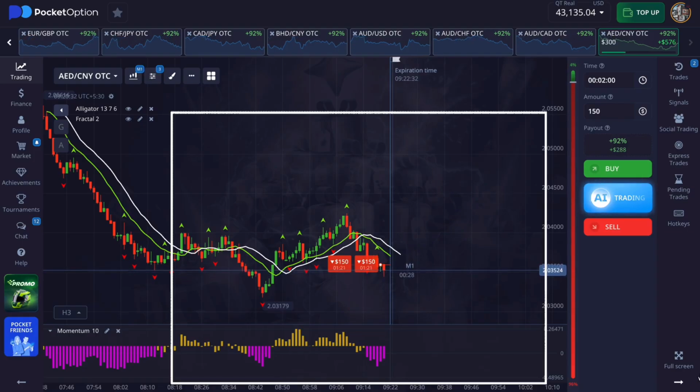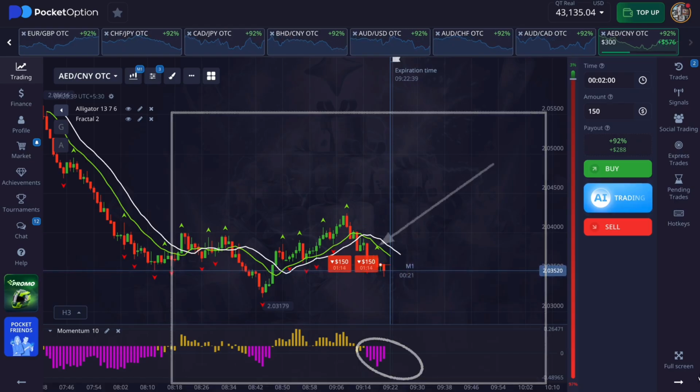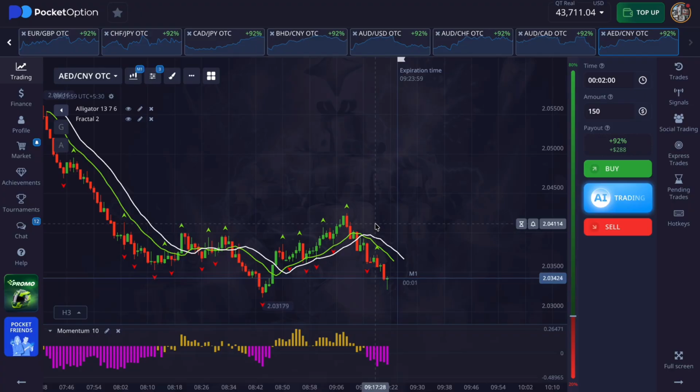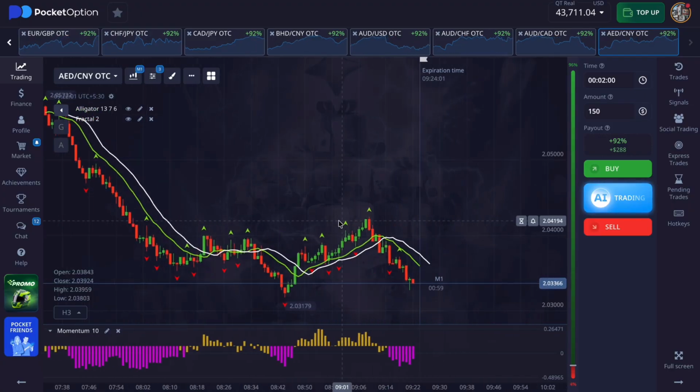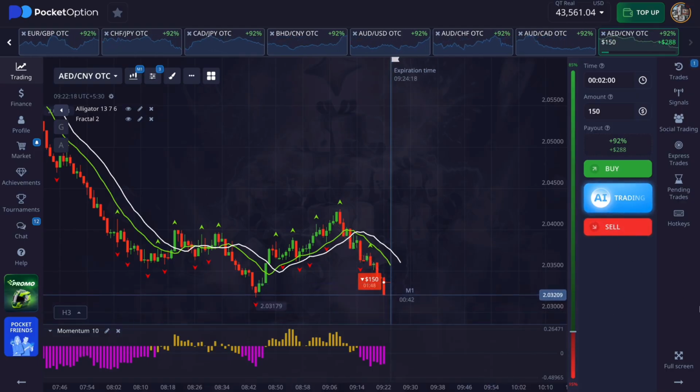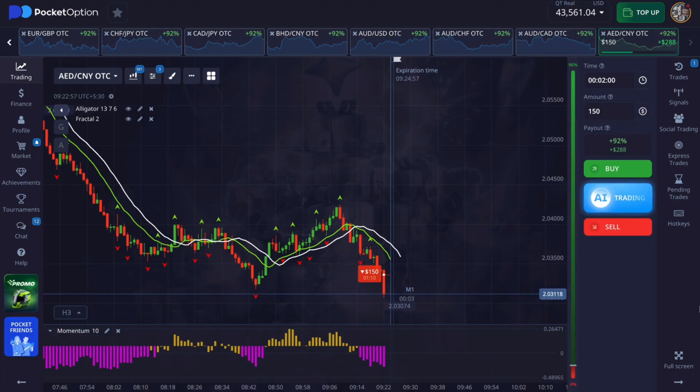So, in this setup, I am mainly focusing on market weakness, the direction of the alligator lines, fractal behavior, and momentum pressure. So, this position has now closed, but I will stay on this chart for a little longer because it is still showing a clear downward structure. The market is continuing to move lower, so I will keep watching the price action to see whether the bearish movement remains active.